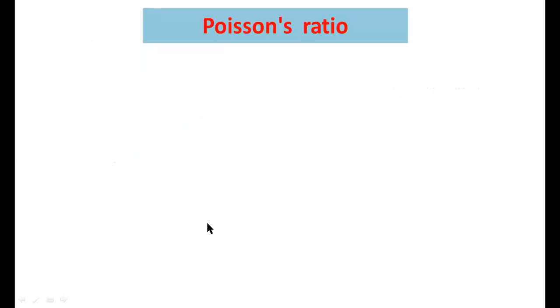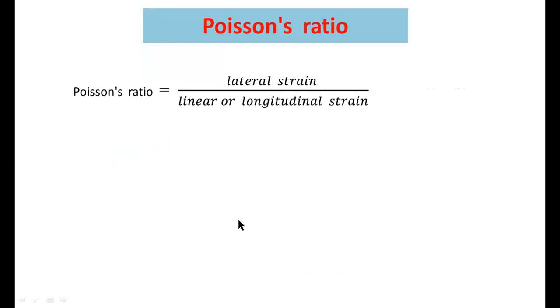Okay, now I am going to explain about Poisson's ratio. Poisson's ratio is the ratio of lateral strain to linear strain. Lateral strain means change in lateral dimensions divided by original dimension, divided by change in length by original length. Okay, this is the formula for Poisson's ratio. Poisson's ratio is denoted by symbol mu or 1 by m. Okay, these two are the symbols for Poisson's ratio. Lateral strain by linear strain.